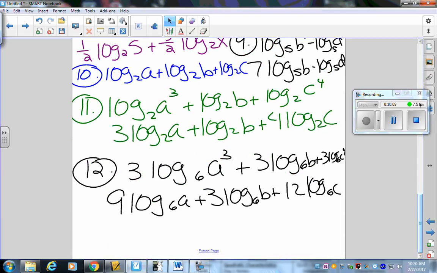All right, so when you're expanding it, I will say when it's expanded, there should be no exponents. Those should be moved to be coefficients, and there should be nothing more than one different base in each log. So it should not be like in number 12, the A and B should not be written together.